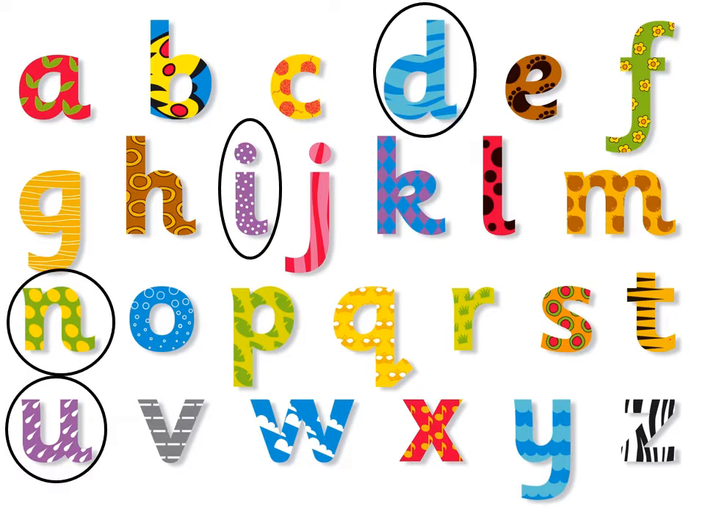Now I have circled four of the letters. I would like to see if you can tell me the letter names without singing a song to help. The first one was D, the next is I, the third is N, and the last one is U. Did you get them right?